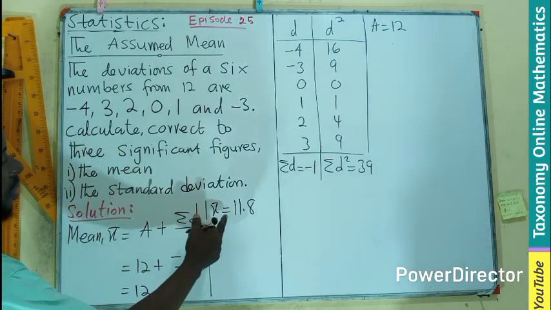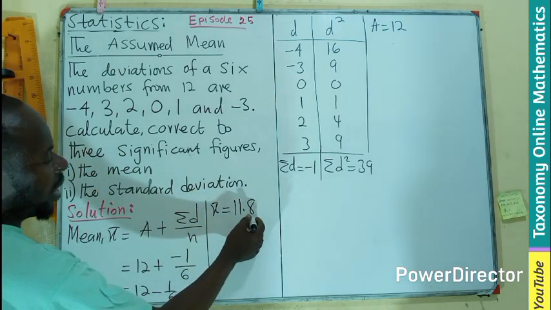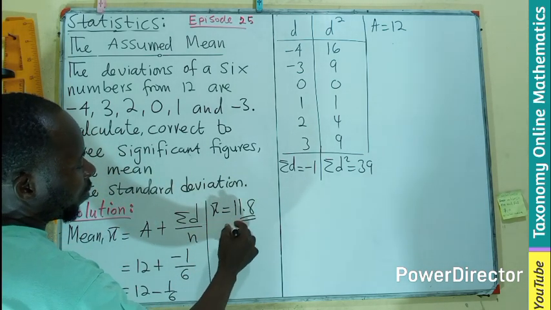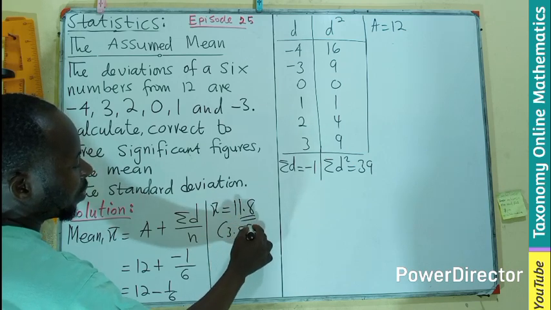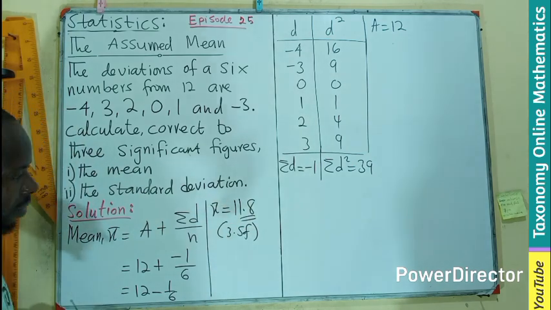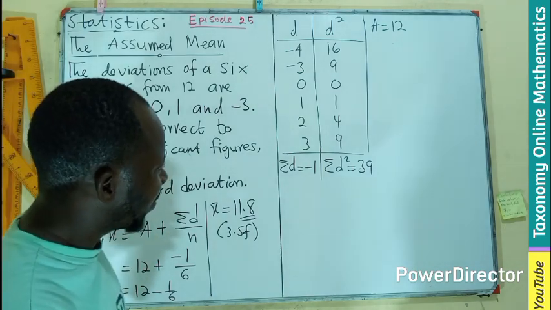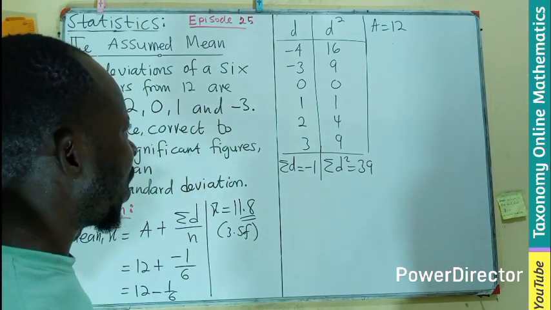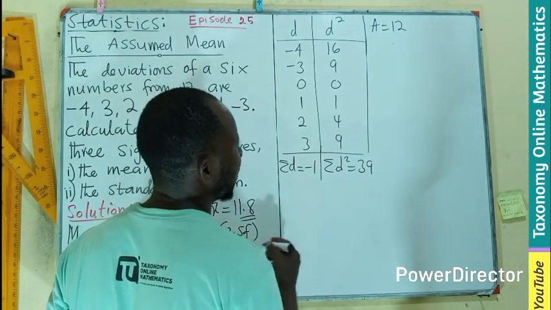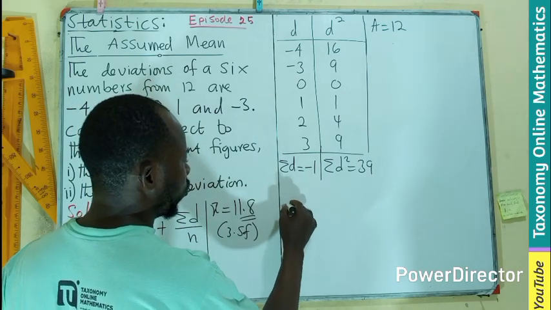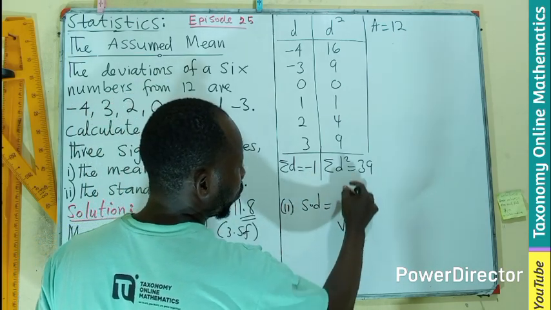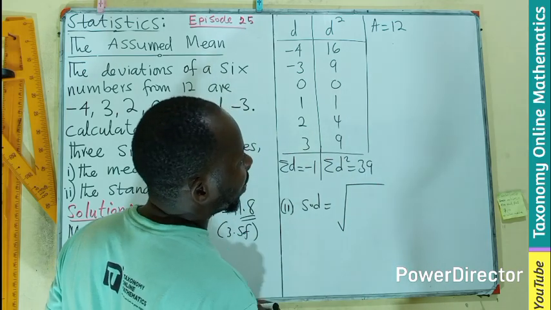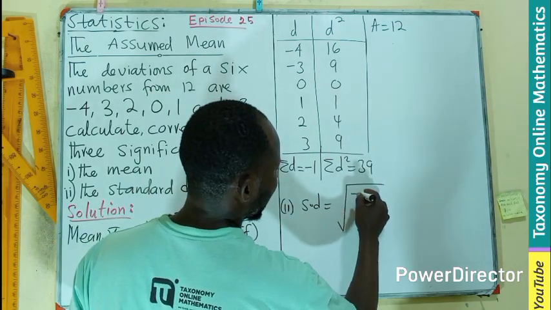Okay, you see we are leaving it to 3 significant figures, 1, 2, 3. So we can leave our answer in this form, that is 3 significant figures. All right. What is next to find? The next one is to find standard deviation. So number 2, your standard deviation will be the root of, can we take it to the top? Okay, let's go this way.